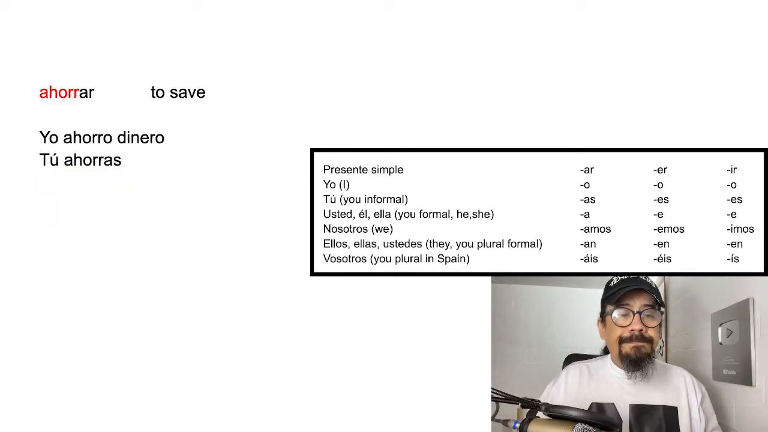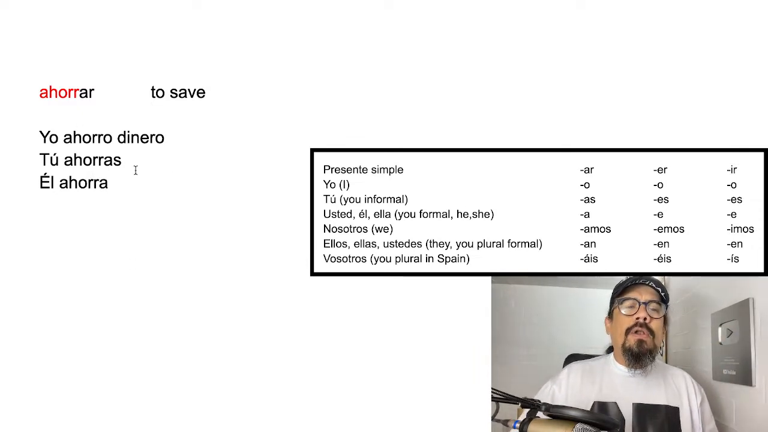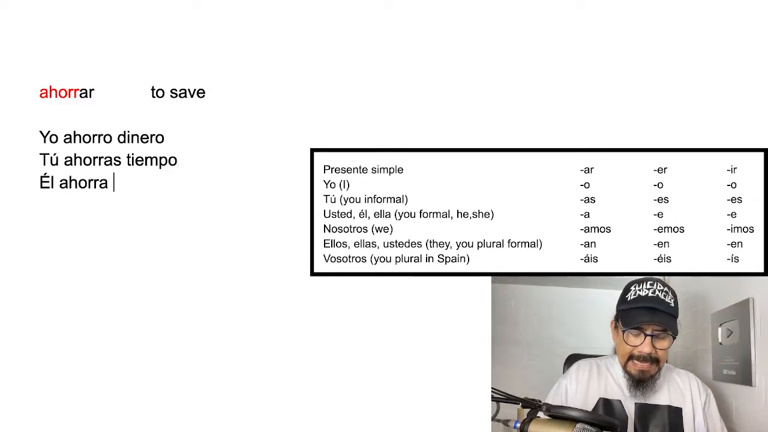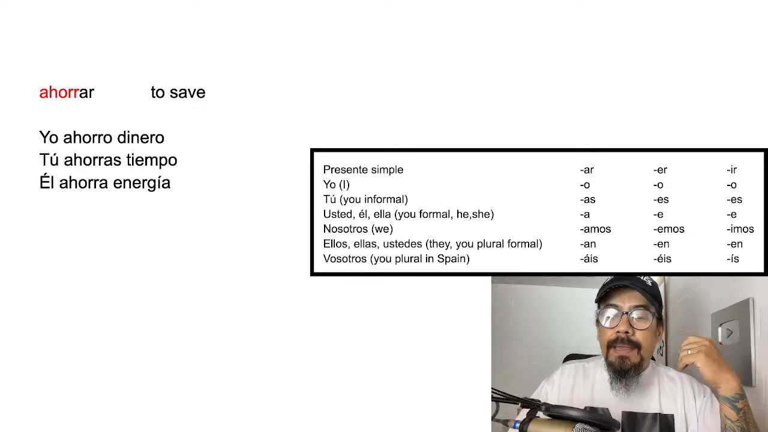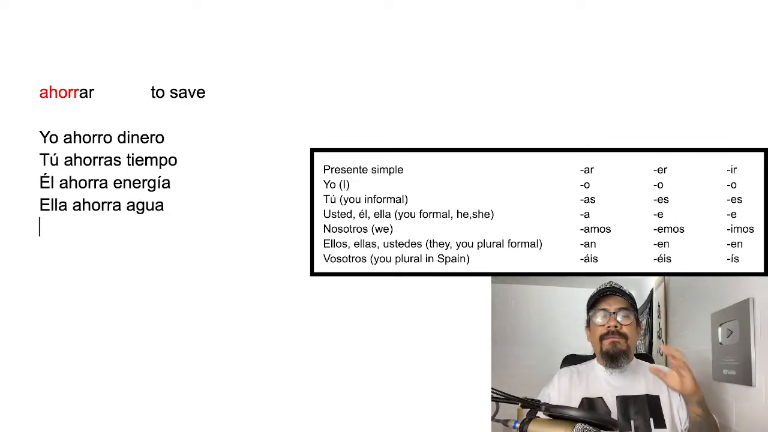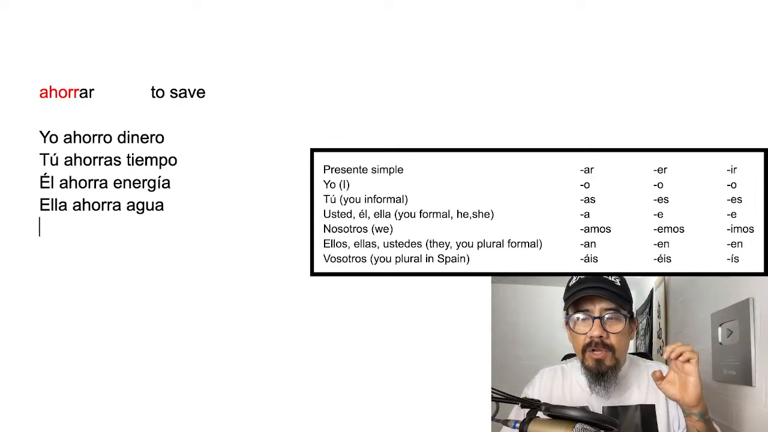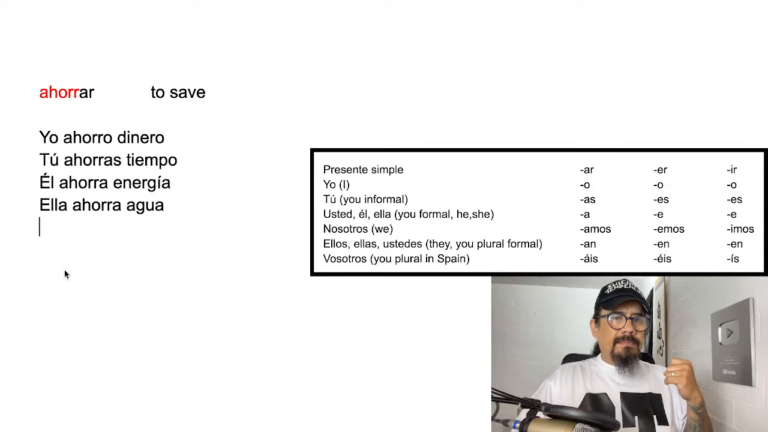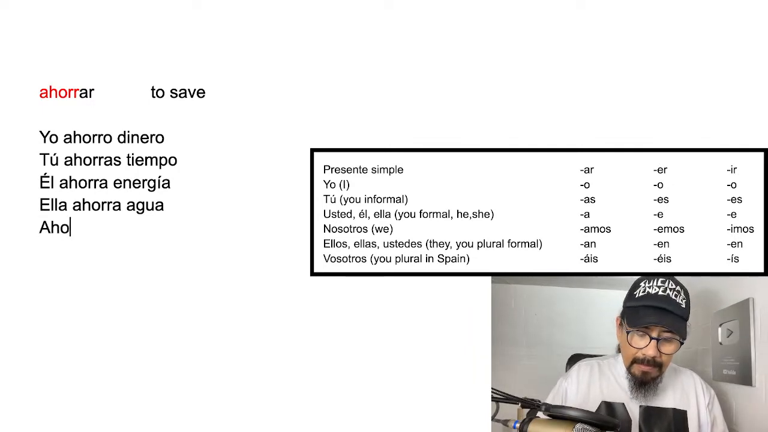So, tú ahorras, él ahorra, tú ahorras tiempo. Él ahorra energía. Ella ahorra agua. Very simple sentences, remember. Because right now, our goal is to focus on conjugation. That's it. Focusing on conjugation. Yeah. Ahorra energía.